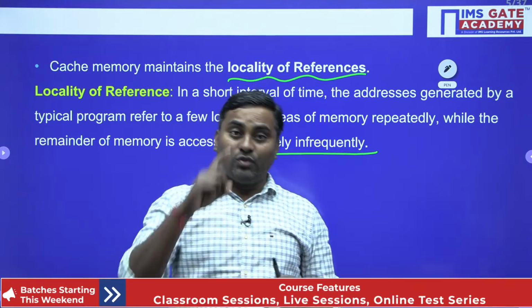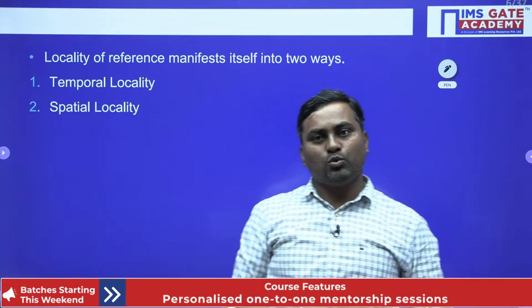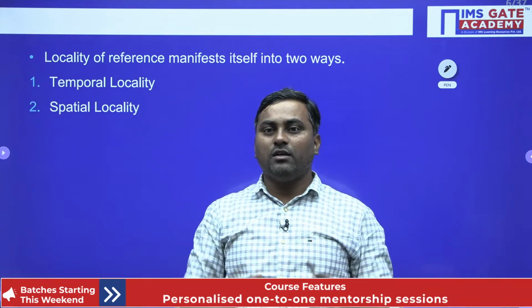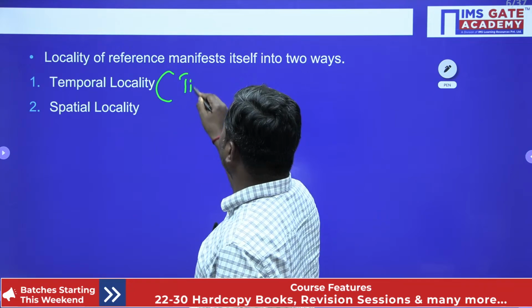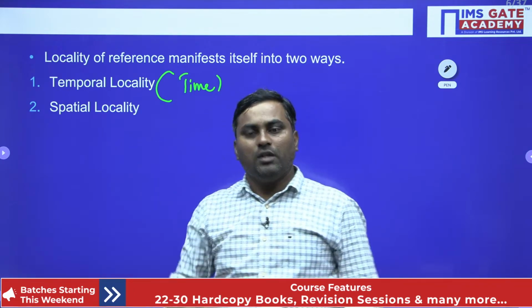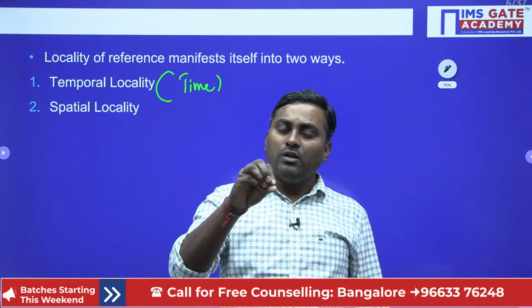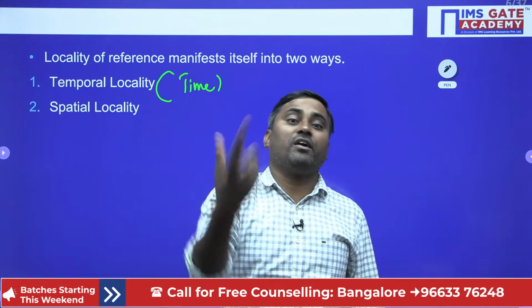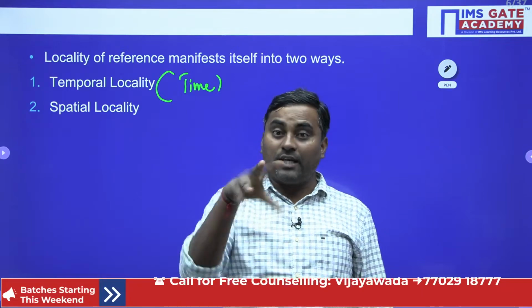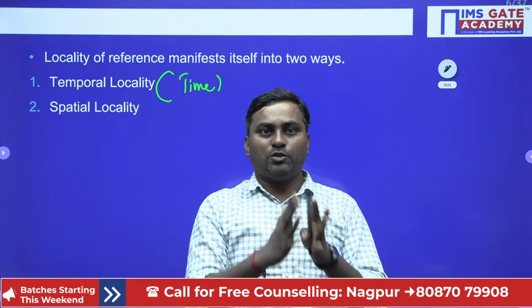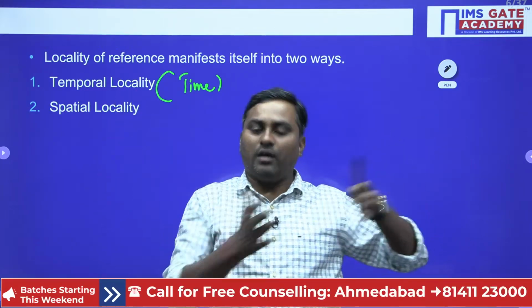Fine. The locality of reference can be of two types. One is temporal locality, and the second is spatial locality. Temporal locality is with respect to time, please understand. At a particular time, a particular piece of information is accessed by the processor several times. The same information is referred to several times. The spatial locality is nothing but address space. This particular address space is going to be repeatedly accessed.